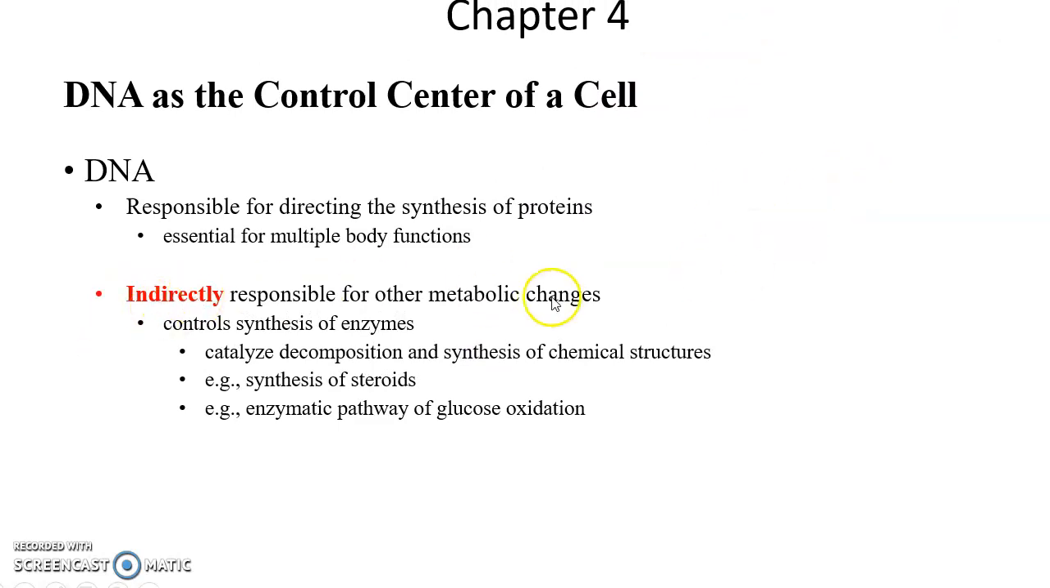In addition to this, the DNA has indirect control over other metabolic changes. Because it's controlling the making of proteins, this includes enzymes, and the enzymes are going to affect decomposition and synthesis chemical reactions and what is being produced. So it indirectly, by making enzymes, controls what the enzymes produce, steroids or ATP through glucose oxidation.